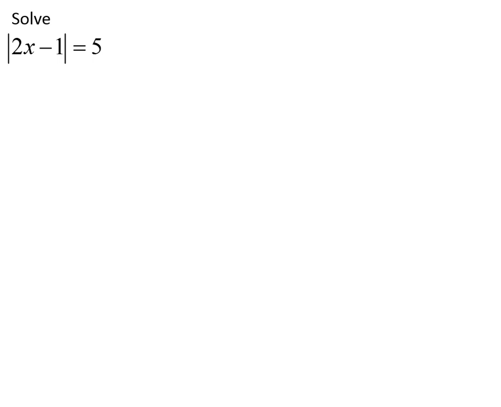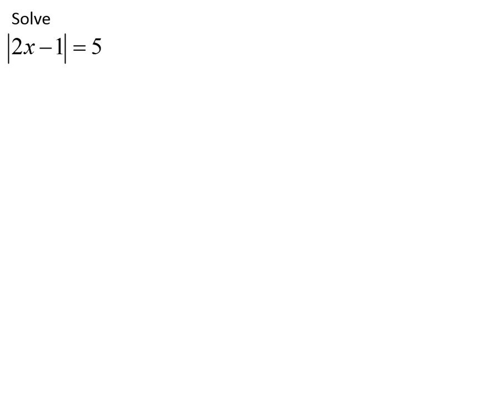What makes an absolute value equation a little bit different is that it's going to lead us to setting up two different equations that we need to solve. And this is just based on essentially the definition of absolute value. One way to think of absolute value is that it's a distance from 0 on the number line. And so this is saying that the expression 2x minus 1 is 5 units away from 0.